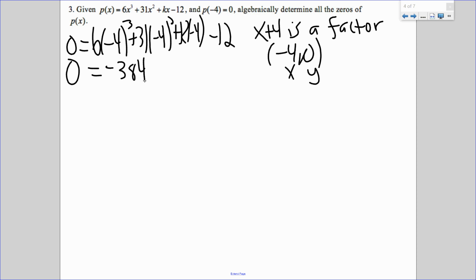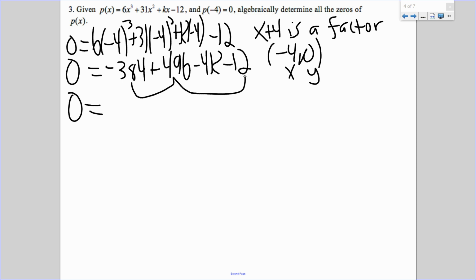Negative 4 squared is 16. 31 times 16 is 496. K times negative 4 is negative 4k minus 12. Combine like terms. I'm just using my calculator to do that because that's the way I roll. I got 100 minus 4k.